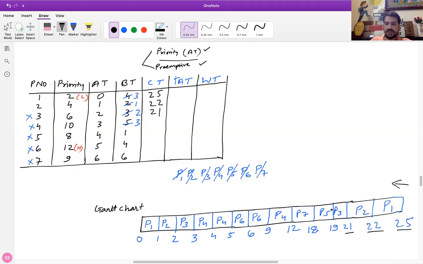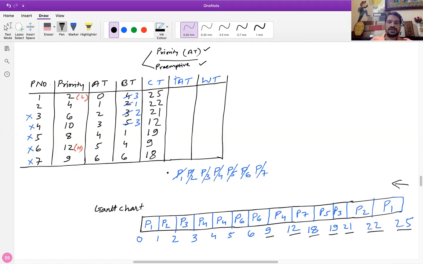Now for P4, we scan here and find P4; the completion time is 12. For P5, again we scan from right to left and find P5; the completion time is 19. For P6, the completion time is 9. For P7, the completion time is 18. So this is how we find the completion time of all the processes.